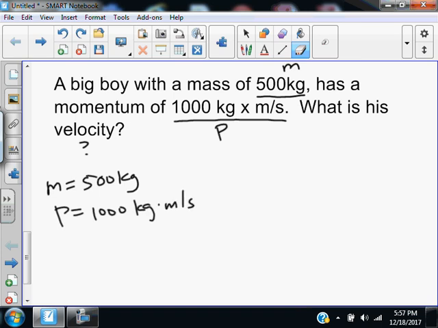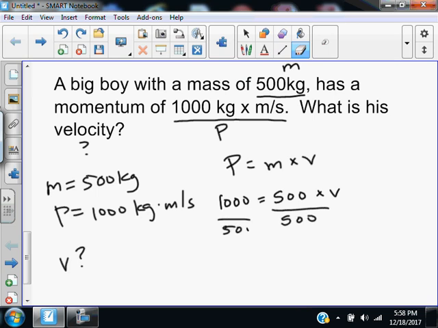Notice here, because it is a large object, 500 kilograms, it has a large momentum. And when we're trying to find velocity, we'll use the same equation for momentum, mass times velocity. We know P, the momentum, is 1,000, so we'll put 1,000 over here. We know the mass is 500, and we know that the velocity is what we're looking for. Again, we're multiplying by 500, so to get the velocity by itself, we have to divide 500 to both sides. And 500 divided by 500 is 1, and you end up with velocity is equal to 1,000 divided by 500, which is 2 meters per second.